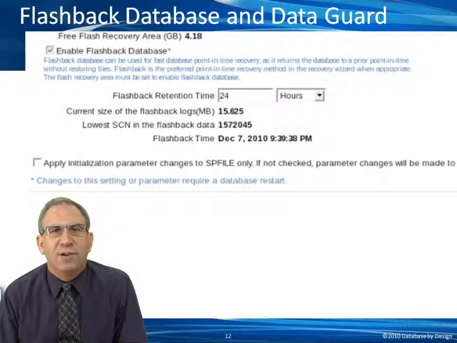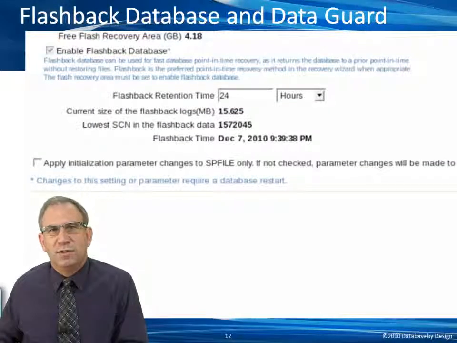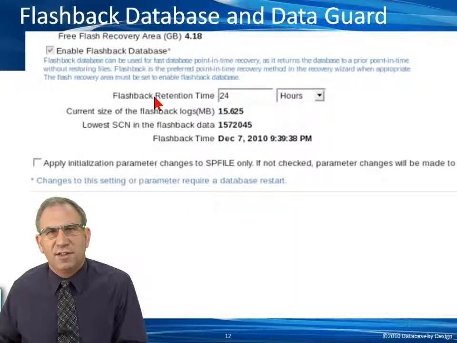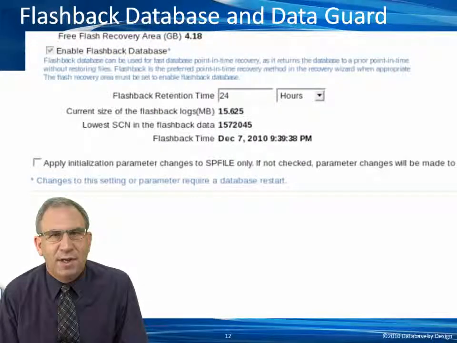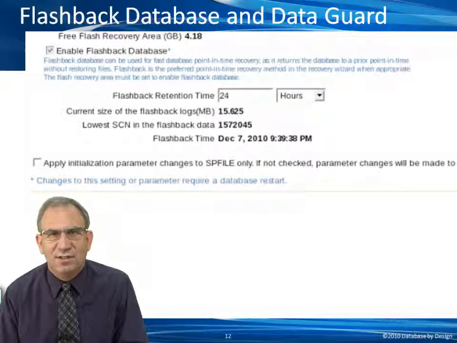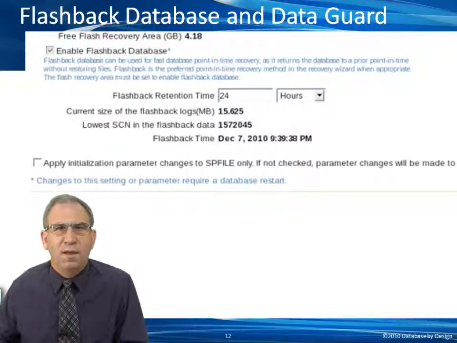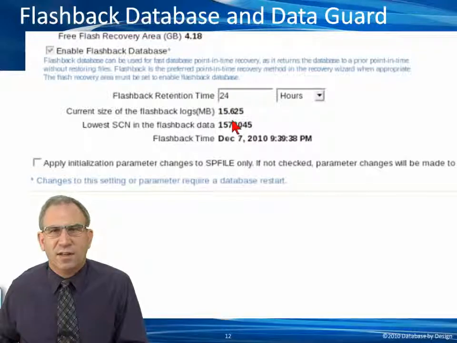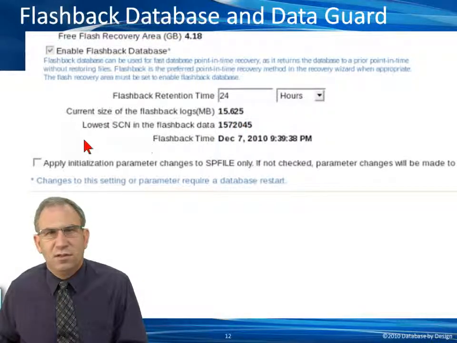Now I can see that Flashback Database has already been enabled because I've done this at the command line. The flashback retention time, that is my DB retention target. Basically what that's saying is that I can roll back this database to any point in time within the last rolling 24 hours. It gives me the current size of the flashback logs, which is 15 megs, and the lowest SCN number in the flashback data.